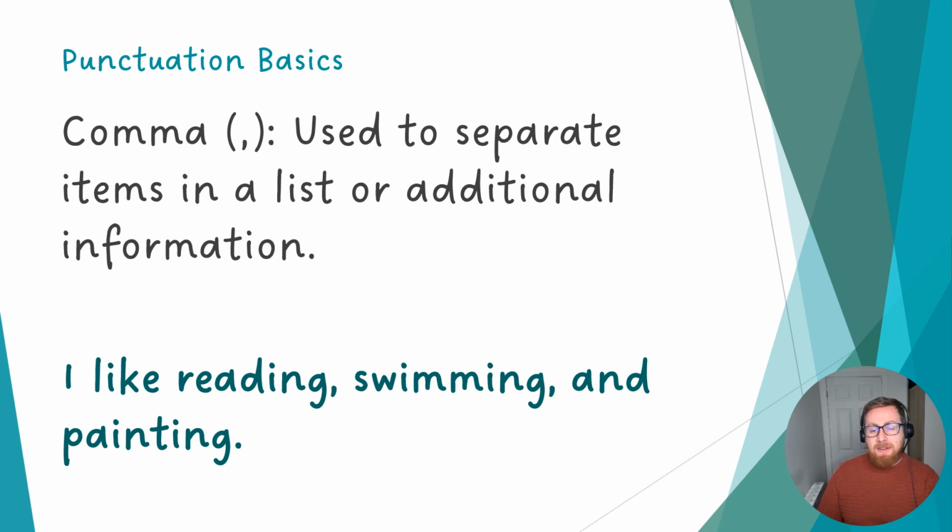Now, commas. We often use commas when we're listing things or there is additional information. So separate items in a list will be separated, split apart using a comma. So we have comma, I like reading, swimming, and painting. It is not necessary to have a comma if we're using and there's only two things. However, we can when there's three, it does work. So I like reading, swimming, and painting.